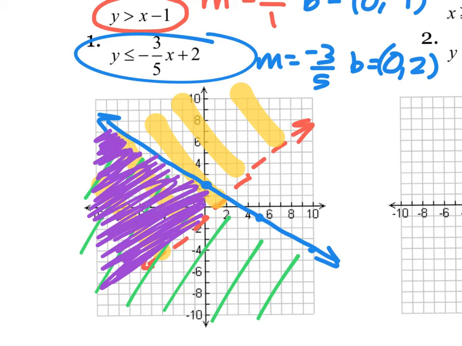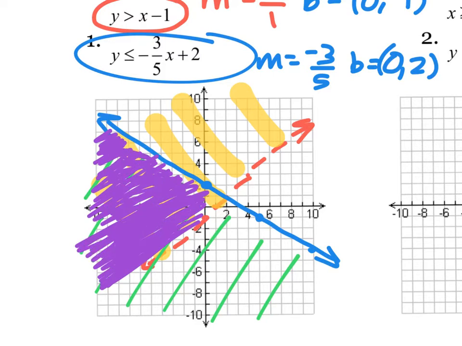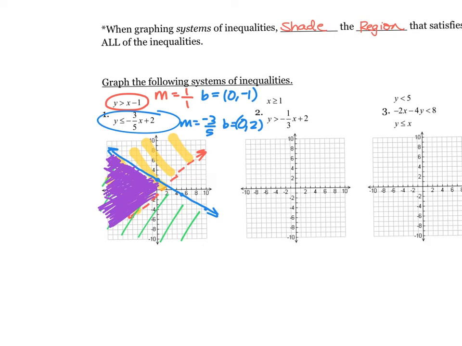So usually when I do this on paper, I just very lightly shade both regions, and then I really dark shade the part where they overlap. I think I've really overkilled this overlap, but that's the answer. It's where the two shadings overlap. Ta-da.